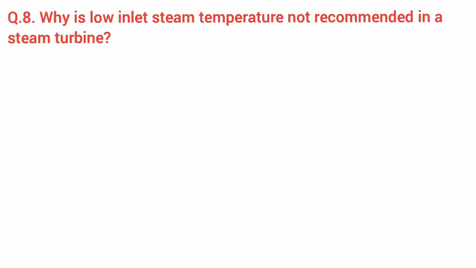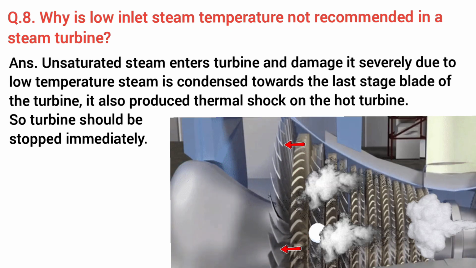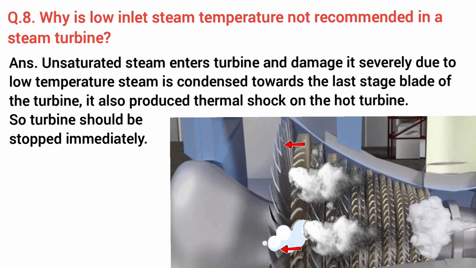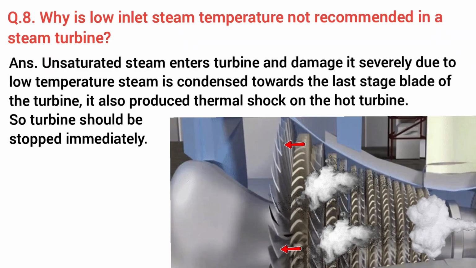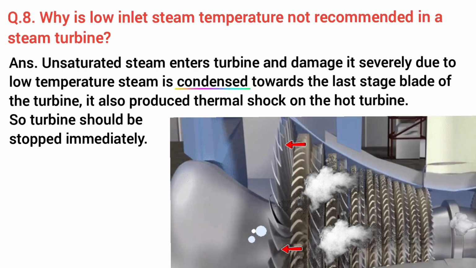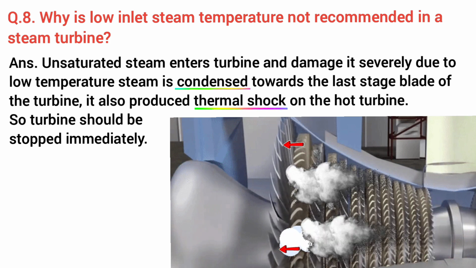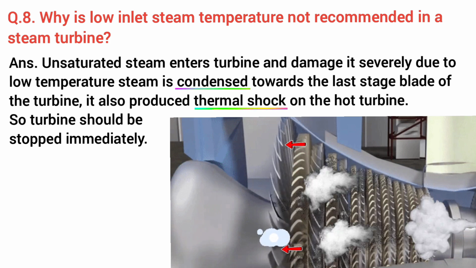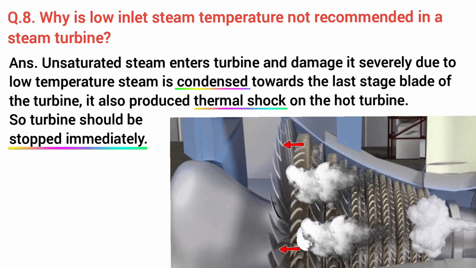Why is low inlet steam temperature not recommended in a steam turbine? Unsaturated steam enters turbine and damage it severely. Due to low temperature, steam is condensed towards the last stage blade of the turbine. It also produces thermal shock on the hot turbine. So turbine should be stopped immediately.